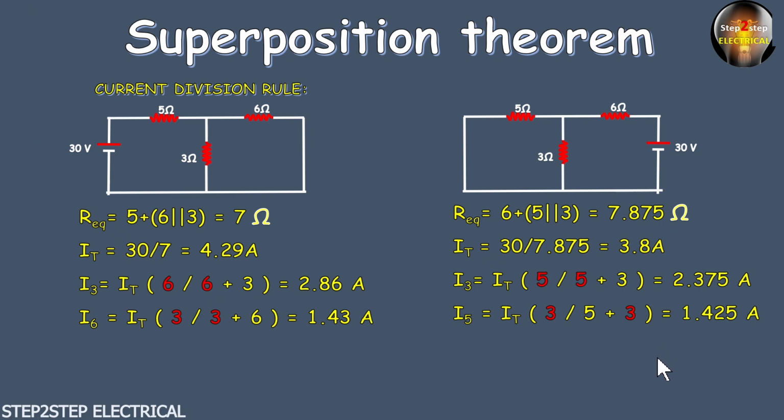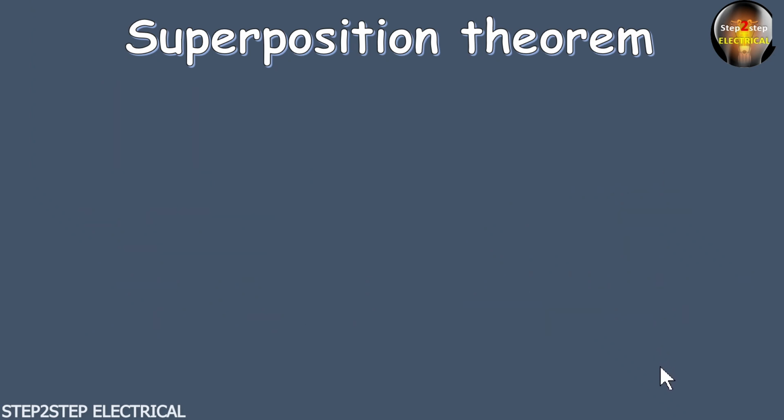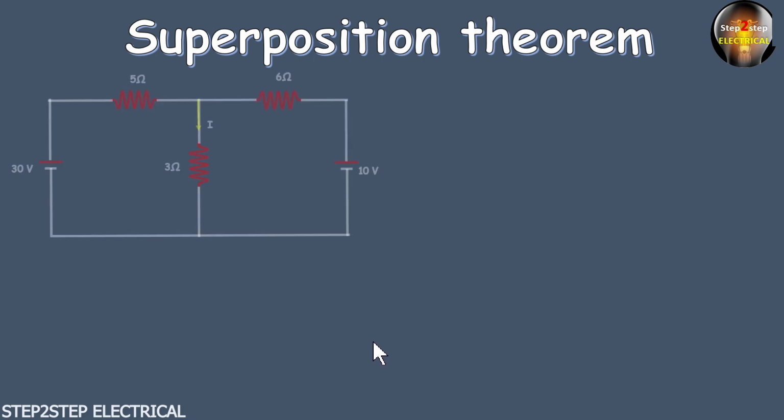So let's start the superposition theorem. Here in this figure we can see that we are asked to find the current through this 3 ohm but using superposition. So we have to follow some guidelines and steps to complete this numerical. We can't use anything randomly. So here 30 volt and this 10 volt are the two voltage sources, and rest of all are the resistors, which are the passive elements.